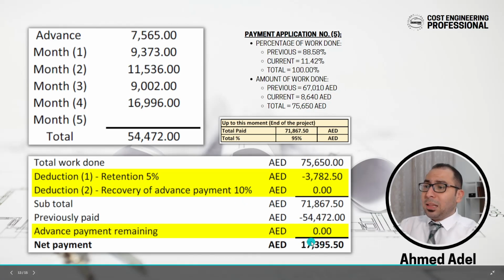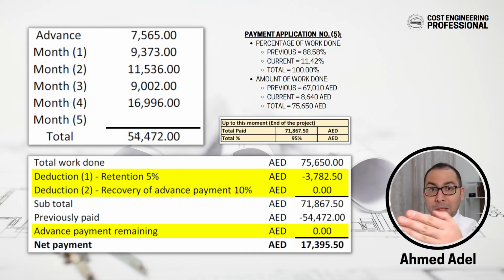So actually, if you add the 17,000 to the 54,000, which is what you have paid until this moment, this will give you 71,867. And if you divide this by the total project, you will find the total percentage that you are paying so far is 95%. Why? Because you still have 5% with you as a retention, and this will be released after the DLP.